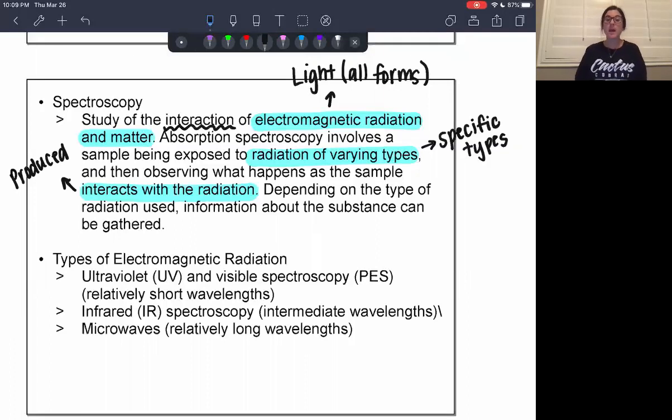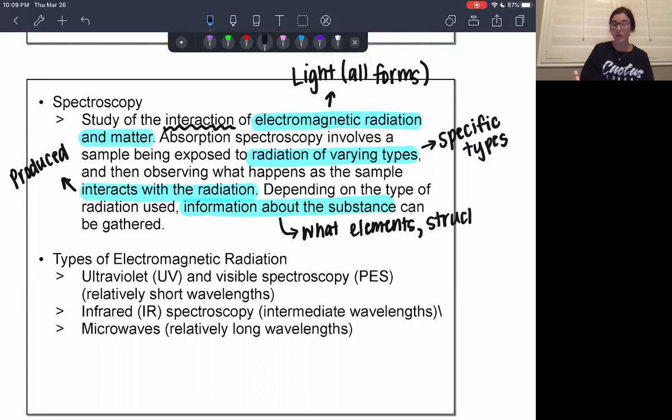So depending on the type of radiation used, information about the substances can be gathered. You might be wondering what kind of information can be gathered. Information like what elements are present in this mixture or solution or even compound. What does the structure of the molecule look like?